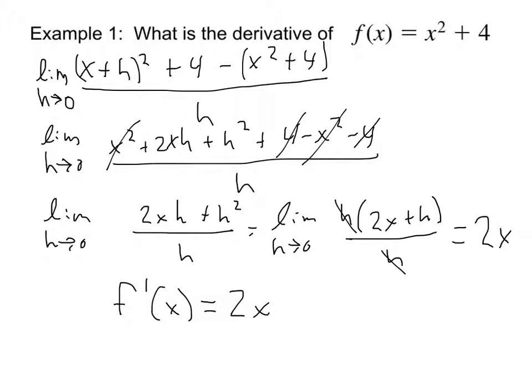So this will tell us anywhere along the function f, like let's say if I was at 2 on the f function, the slope at that point 2 is going to be, if I just plug it into f prime, f prime of 2 equals 2 times 2, which is 4. So at an x value of 2, if I was to look at the graph of x squared plus 4, it would have a slope of 4 there.